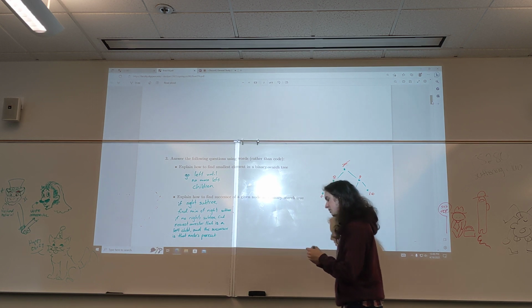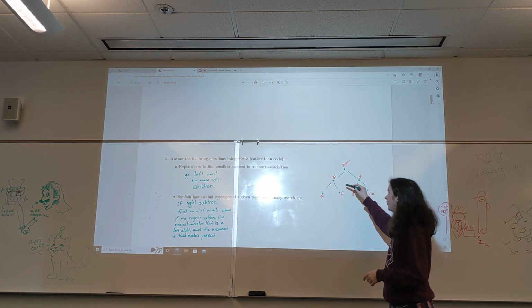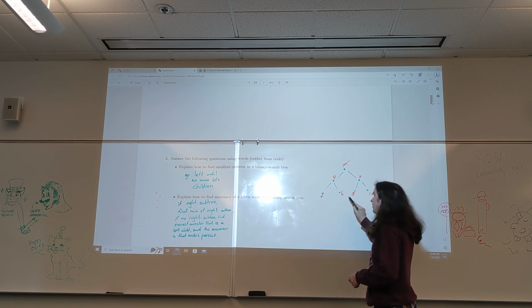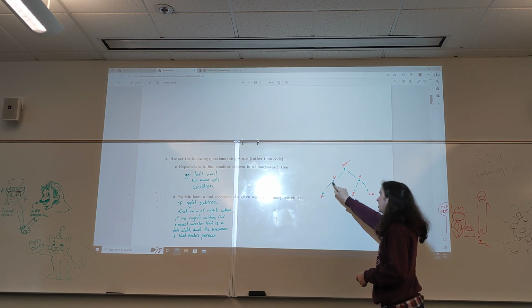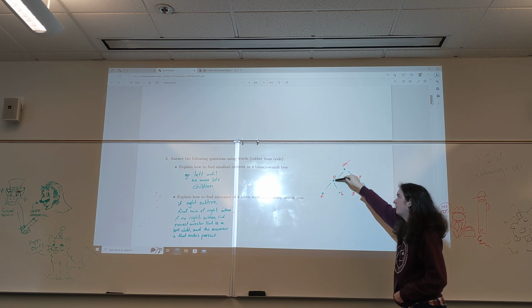Okay, so what this means is, like you said, you find the first ancestor of the node you're looking at that is a left child, because every node is either a left child or a right child. This is a left child because you go left to get to it. This is a right child because you go right to get to it. So to find the successor of 6, you go up until you find a parent that is a left child, which in this case is 5, and then you use its parent as the successor, which is 7.